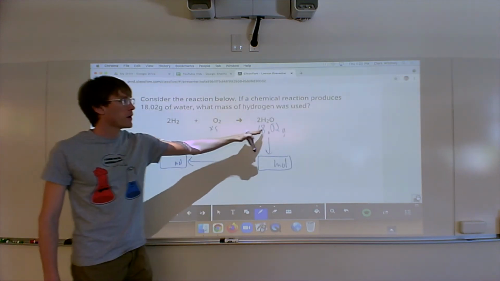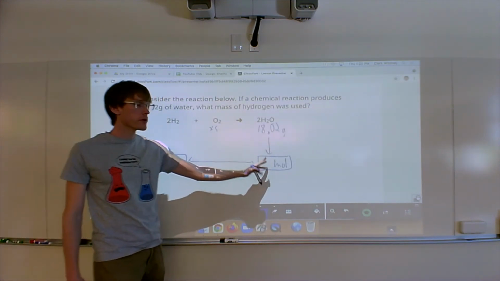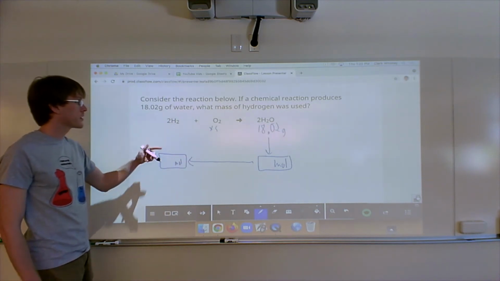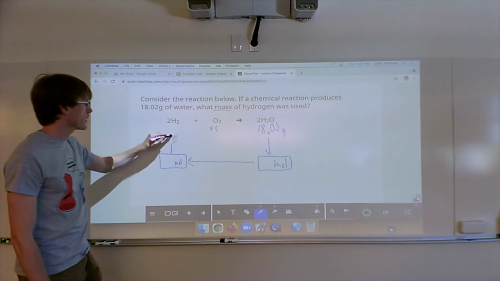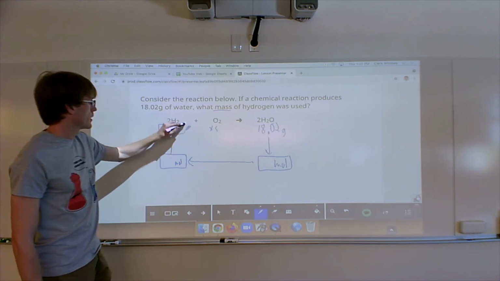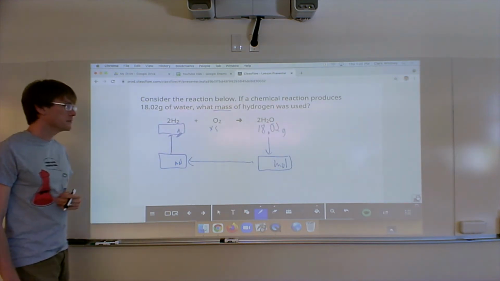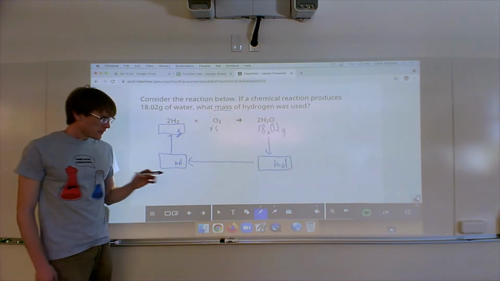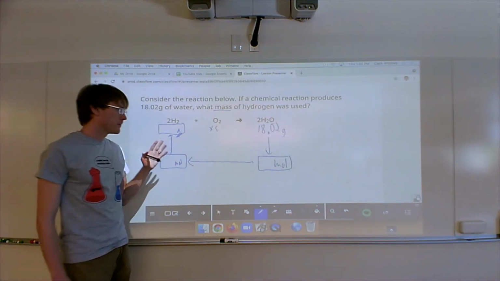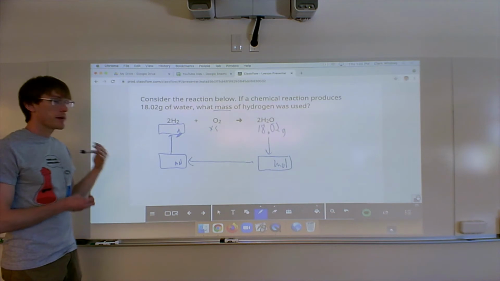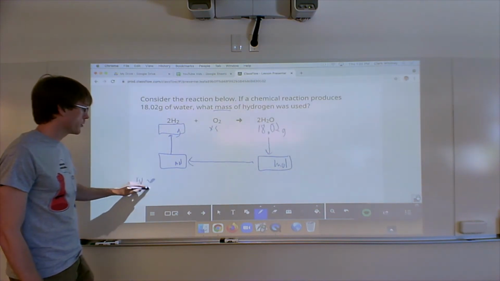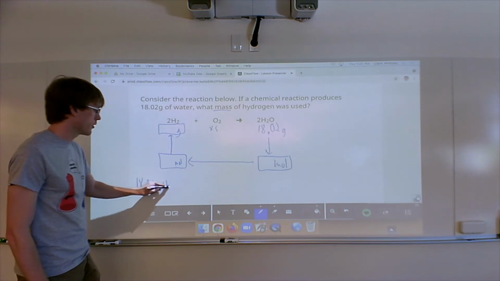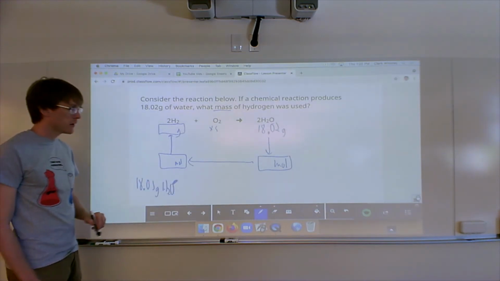It's just that now I've got to get from grams to moles first, and then from moles to moles. And ultimately, we're asked for what mass of hydrogen was used, so I'm going to have to go up here to grams. Now, I'm going to do a bunch of dimensional analysis here, and I'm going to say that there's 18.02 grams of H2O as my starting material.